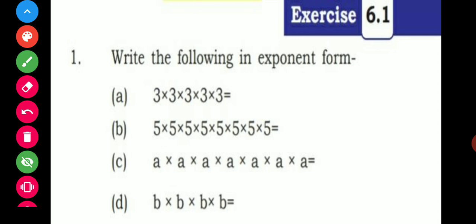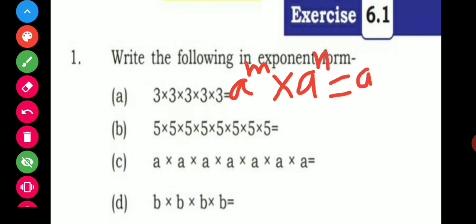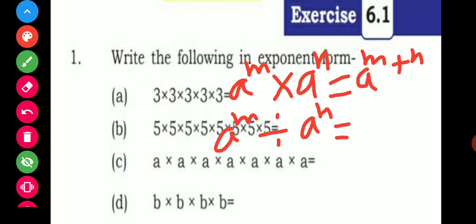First law, that is a to the power m into a to the power n, that is a to the power m plus n. It is the first law. Now come to the second law, that is a to the power m divided by a to the power n. So it will be subtracting power, that is m minus n.